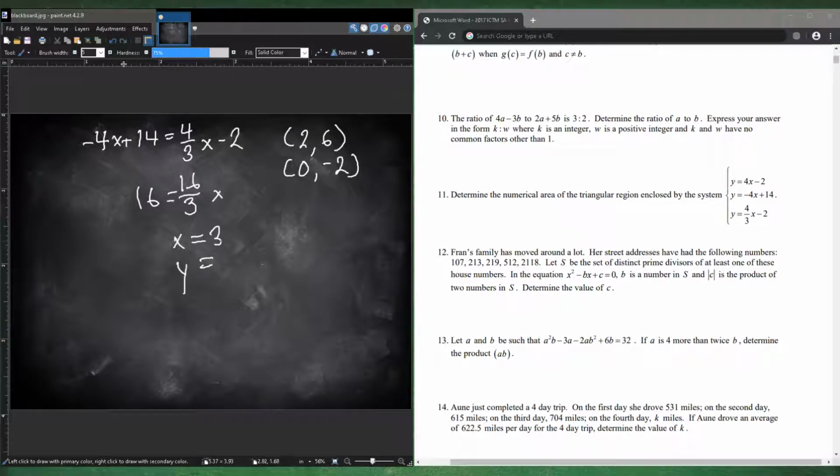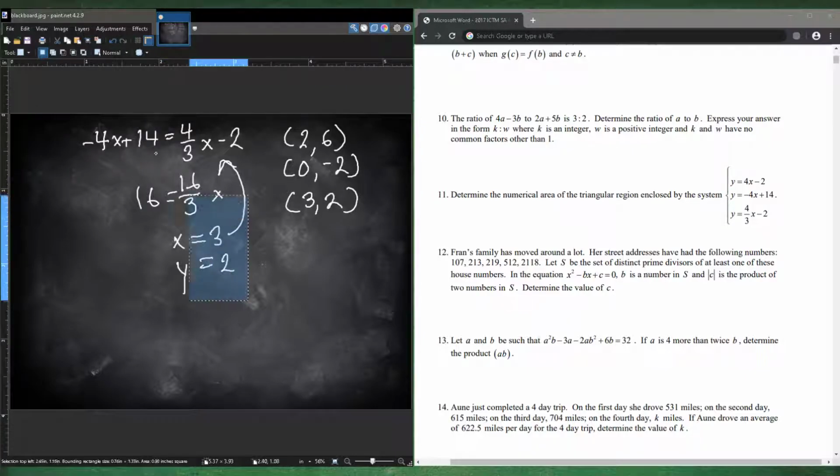So that means y is equal to, plug this one back into this equation. So 4 over 3 times 3 is 4, minus 2 is 2. So that's our third point, 3, 2. Okay. So how do we find the area of this?